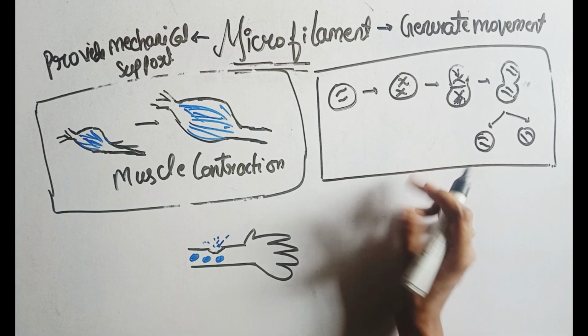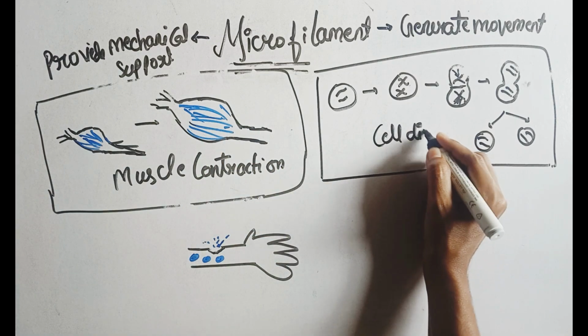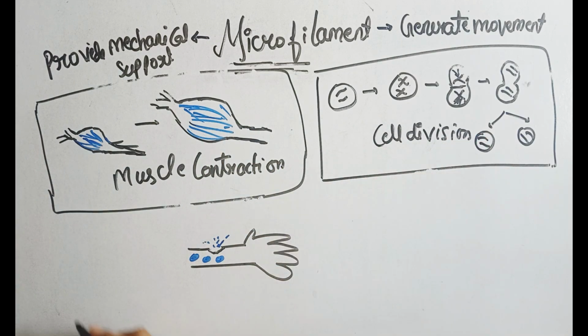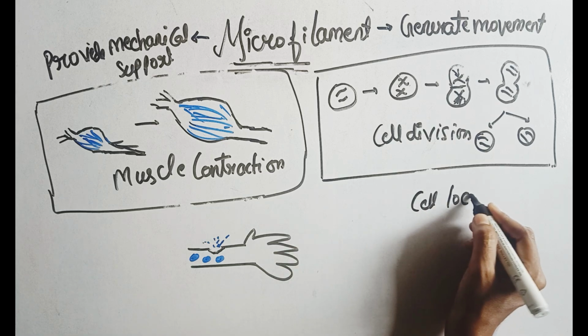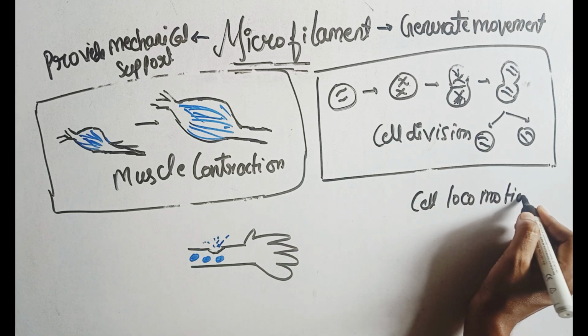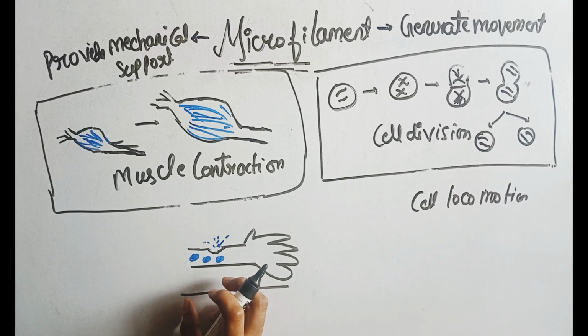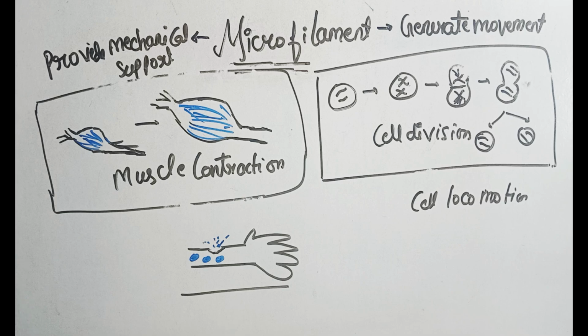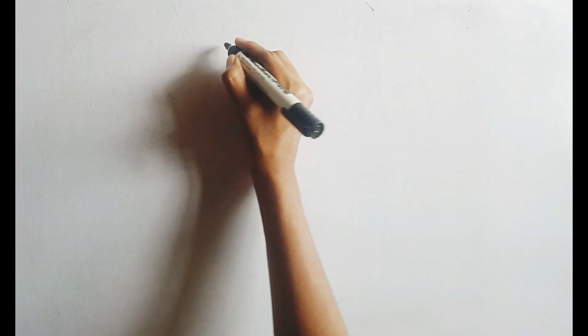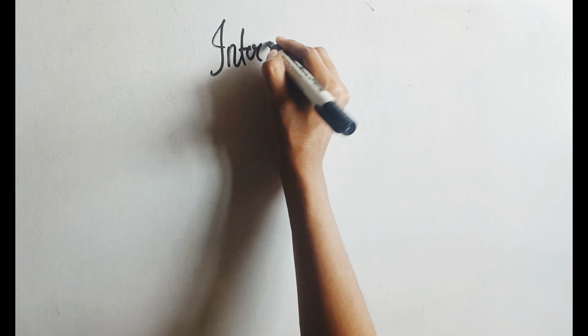Cell division is also a movement, when the cell divides. Cell locomotion is also a movement. Suppose you cut your hand and start bleeding. In that situation, WBC cells migrate and skin cells migrate. So when migration takes place, that means cell locomotion. The second type is the intermediate filament.